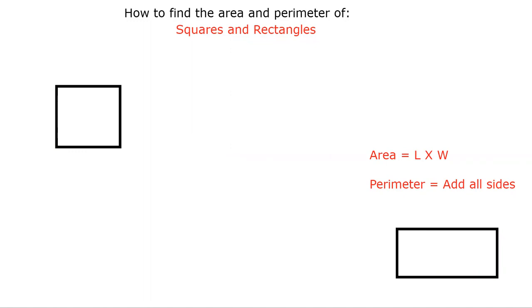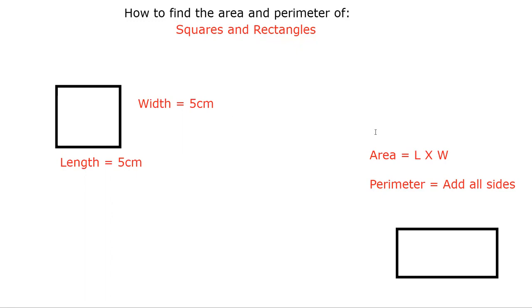Well, what we need to do is first find the length and width of this shape here. Because it's a square, the length and width is going to be the same because all the sides are obviously the same in a square. So if we imagine that the length of this square is 5 centimeters, and the width therefore is 5 centimeters, then we now have enough information to work out the area and the perimeter. So the length is 5 centimeters and the width is 5 centimeters.